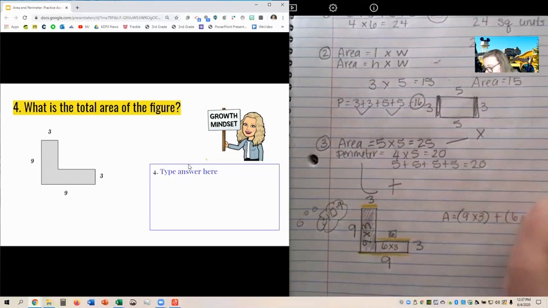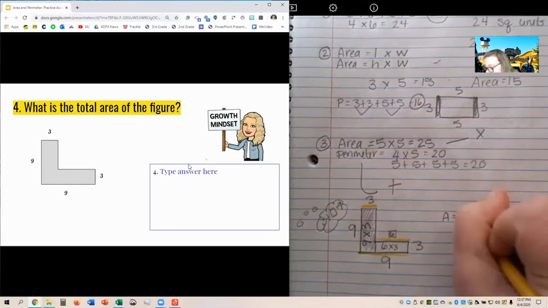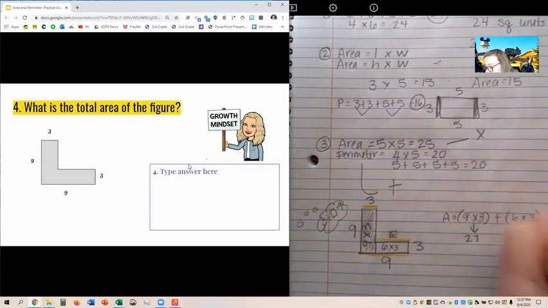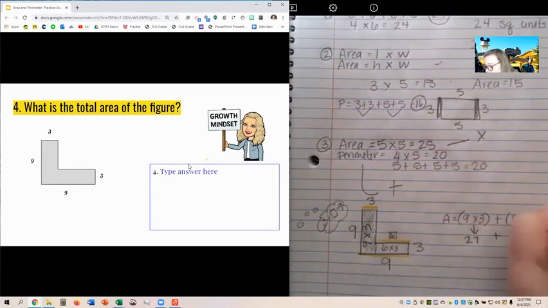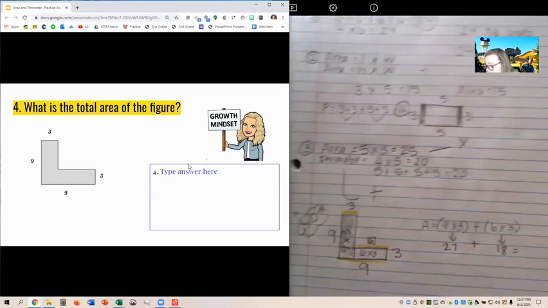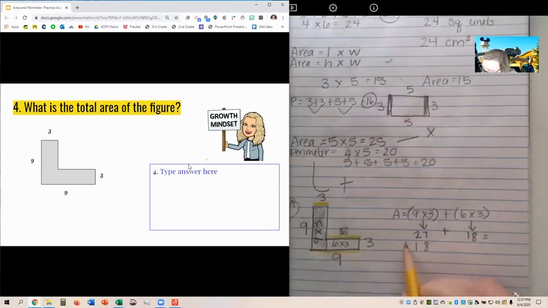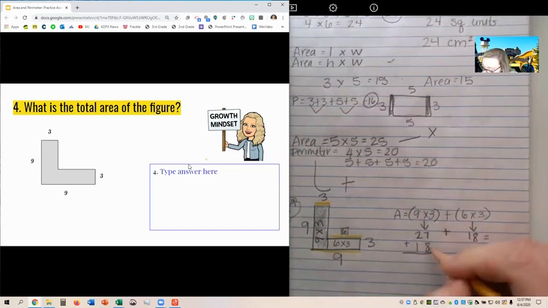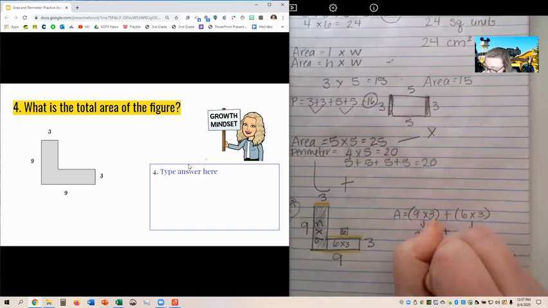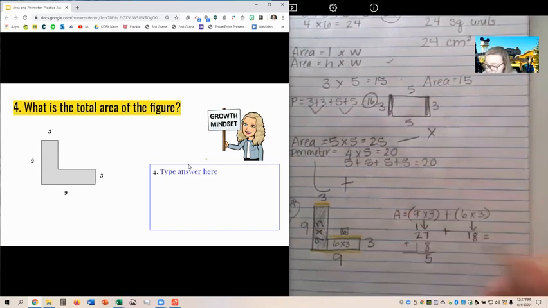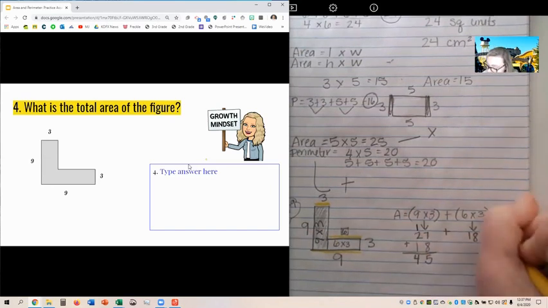plus 6 times 3. 9 times 3 is 27, and I rewrite the problem. 6 times 3 is 18. And then when I put those together, I'm going to use the algorithm. And I'm going to add my ones. 8 plus 7 is the same as doubles minus 1, so 15. And then I add the tens. 1, 2, 3, 4. So my answer would be 45.